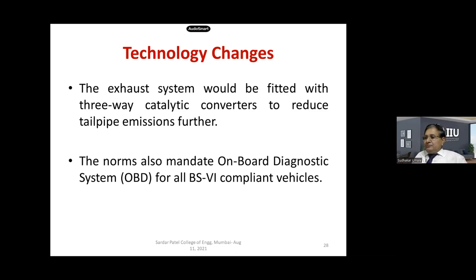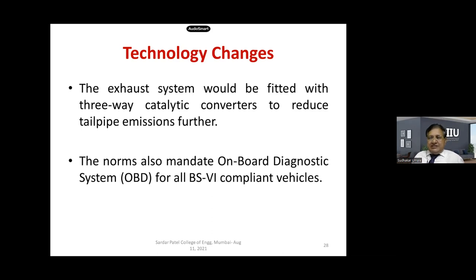we are using to control the emissions. First is platinum, palladium, rhodium. Platinum is the principal metal used to remove hydrocarbons and carbon monoxide, and rhodium is the primary metal used to remove NOx. I want to explain some of the technology changes in diesel engines.